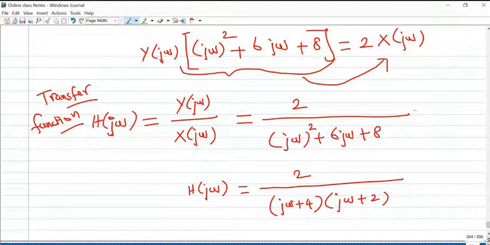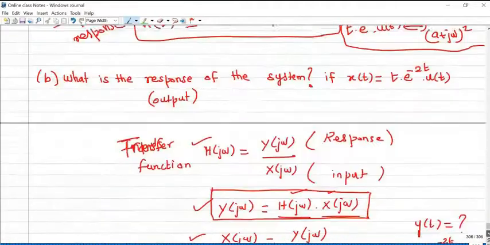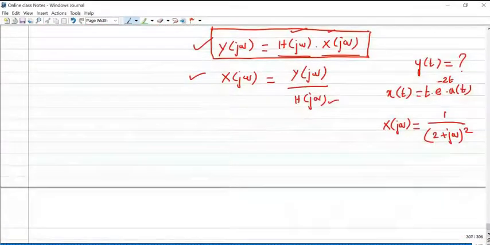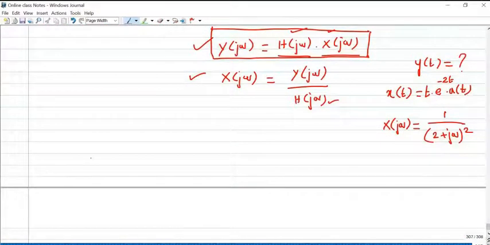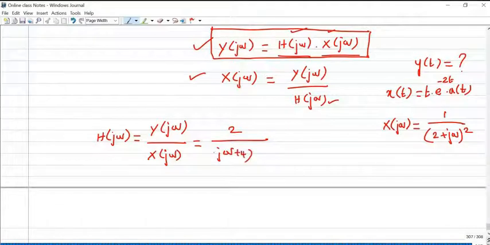Okay, so I'm going to rewrite the same step again. Y by x, that is y of j omega divided by x of j omega. So this we have derived already, that is 2 divided by (j omega plus 4)(j omega plus 2).